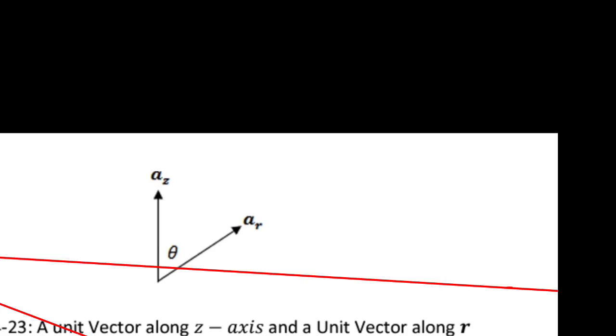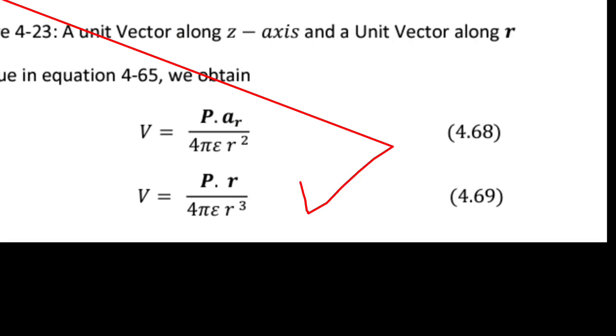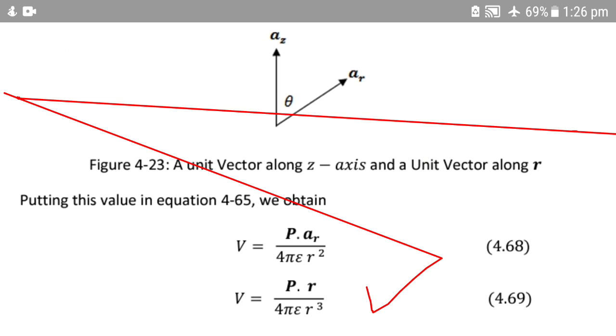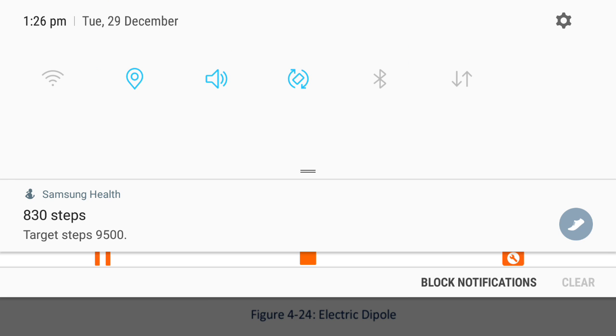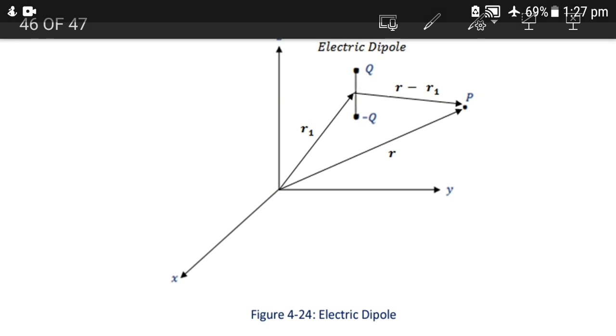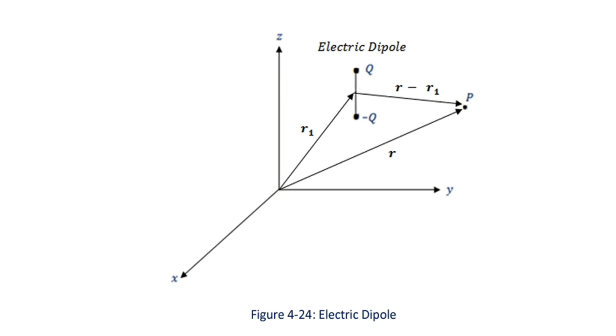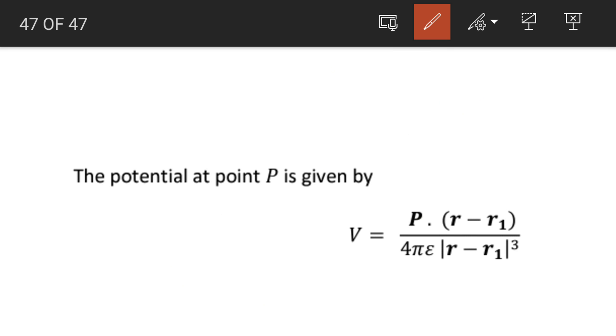Let us consider another diagram over here. You see, the dipole is located away from the origin. So the position vector of the center of the dipole in this diagram is r1. The position vector of the point under observation is r. And the distance vector between the center of the dipole and the point under observation is r minus r1. If this is the case, then the absolute potential at the point under observation will be equal to P dot (r minus r1) divided by 4 pi epsilon times the magnitude of (r minus r1) raised to power 3.